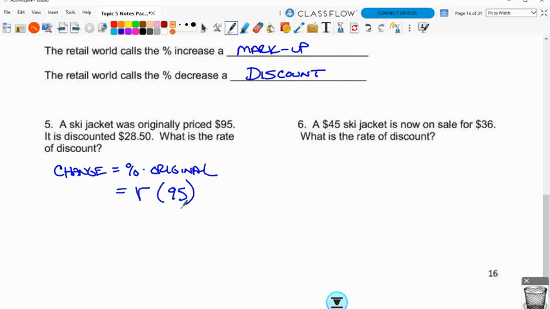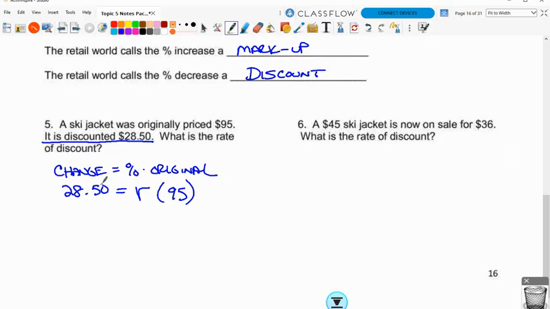The other thing that they tell us right here is that the ski jacket was discounted by $28.50. That means that the price is going to go down by $28.50, which means this number here is the amount of change. $28.50 is the amount of change. So there's your percent change equation. And now we have to get the value of R.